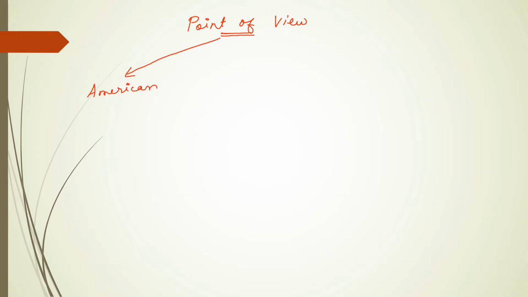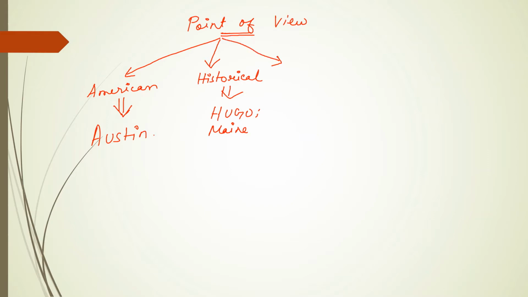Who did it? Austin. Austin was a jurist. From the American point of view, he has interpreted law. Next, historical. From the historical point of view, there are jurists like Hugo, Maine. They interpreted law. Next is physiological.